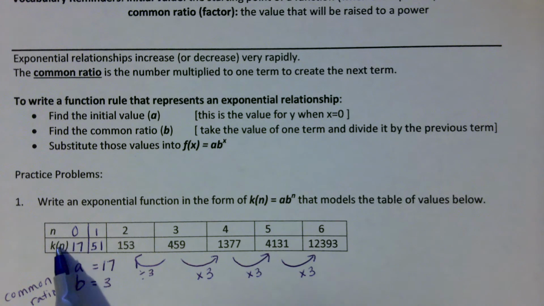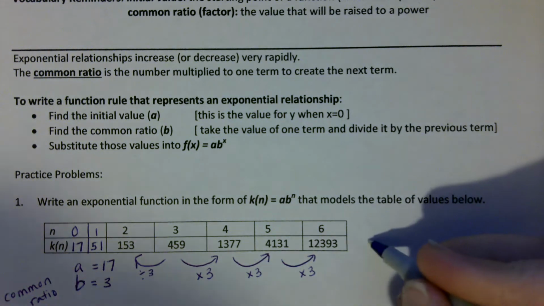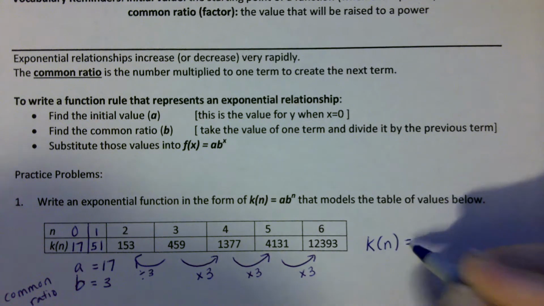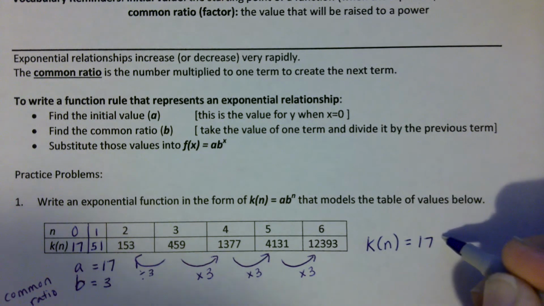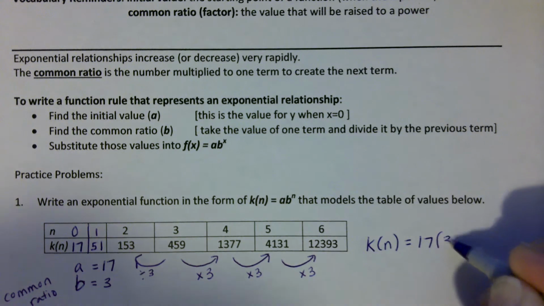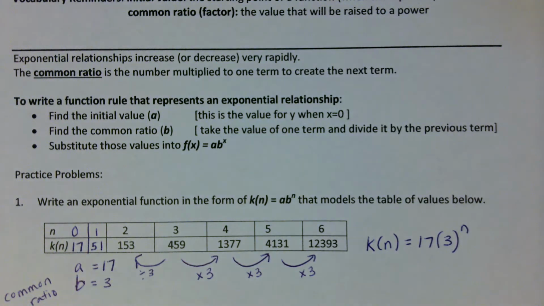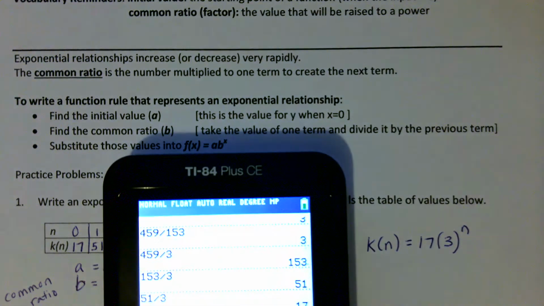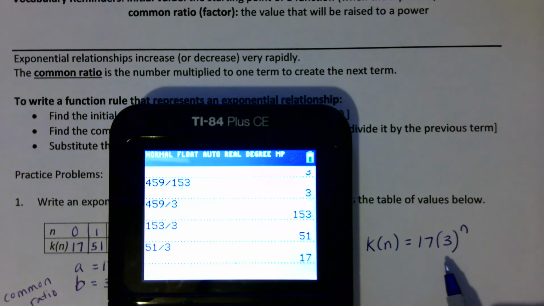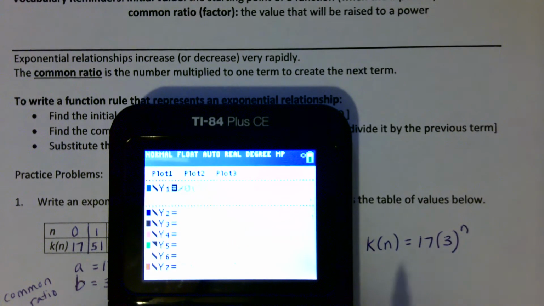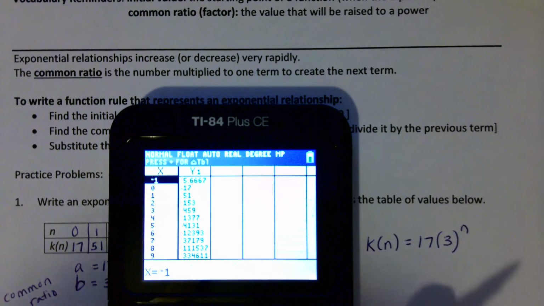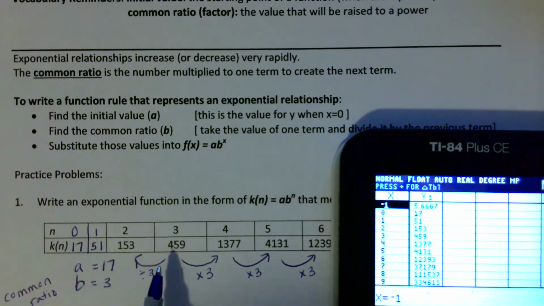I look in my table of values to make sure I'm using those variables. So I say k of n equals my a value, 17, times my common ratio, my b value, 3, to the n power. And remember, when you write an equation, you are going to want to check to make sure it works. So let's go to y equals. We're going to type in 17, the base is 3, to the n power, or x. And I'm going to look at my table of values and make sure it matches this.